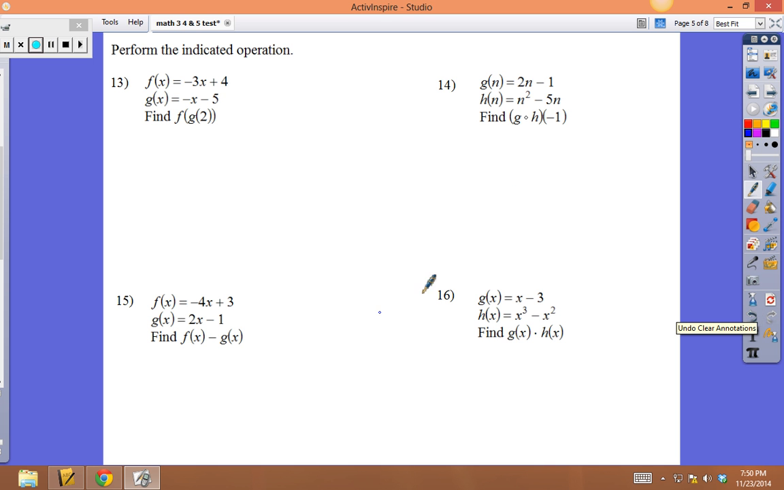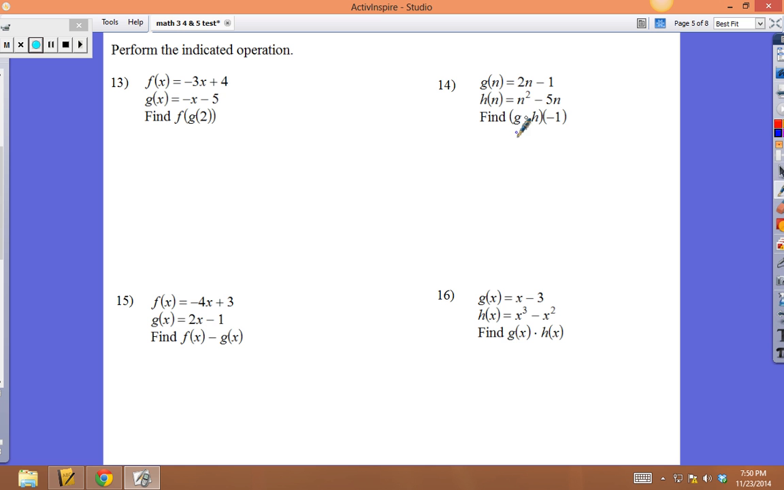14, I want you to do the same thing, it's just written differently. This little circle means composition. So take negative 1, plug it into h first. Whatever one is closest to, that's where it goes first. So replace the first n with negative 1, and then replace the second one with negative 1. So negative 1 squared, negative 1 times negative 1, that's positive 1. Negative 5 times negative 1 is positive 5. If you do the math, that should give you 6.